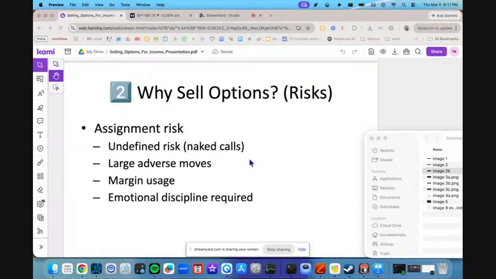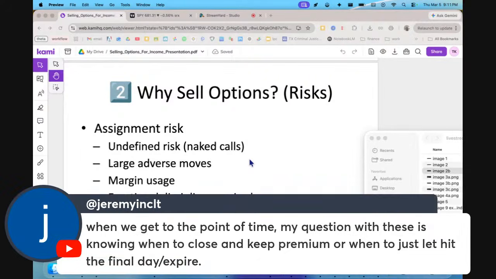Yeah, so we do actually have a question from Jeremy. It just came in. It might not be relevant right now, but I'll put it on the screen and we'll keep going. Can you see it? Yeah, I'll just read it out. When we get to the point of time, my question of these is knowing when to close and keep premiums or when to let the final day expire.